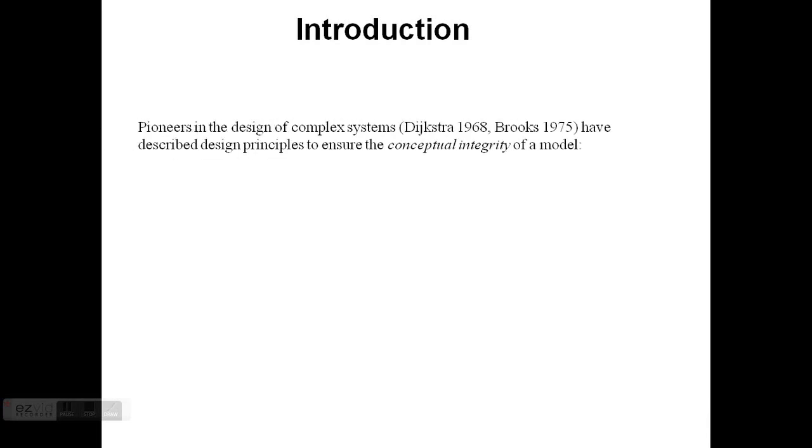Two architects without a common method tend to develop different models of the same real world. How should we decide which one is the good architecture? Pioneers in the design of complex systems have described design principles to ensure the conceptual integrity of the model.